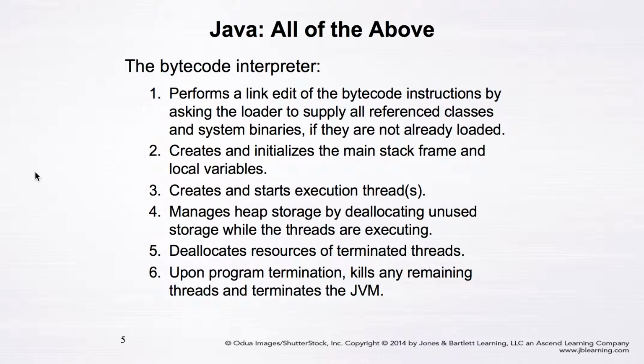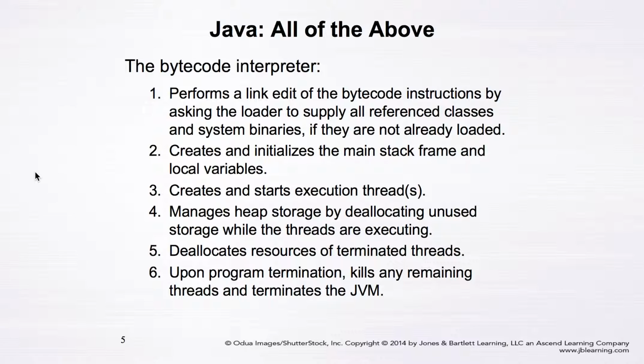The first one is to perform a link edit of the bytecode instructions by asking the loader to supply all the referenced classes in the system binary if they are not already loaded into memory. The second one is that it creates and initializes the main stack frame and the local variables. The third one is to create and start the execution threads. The next one is to manage the heap storage, by allocating unused storage while the threads are executing. In this case, the unused storage can be reused by a different program.